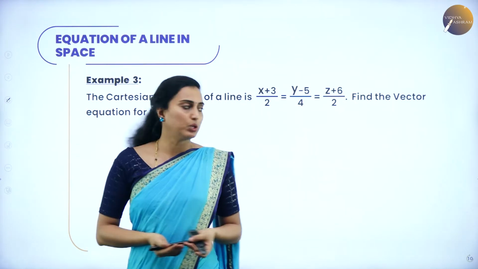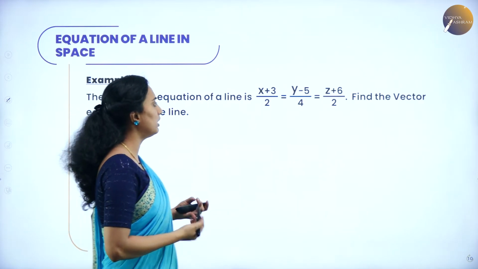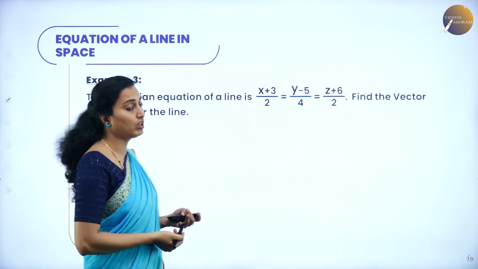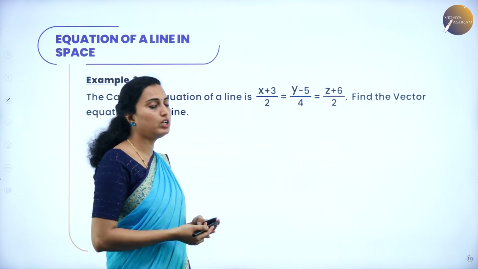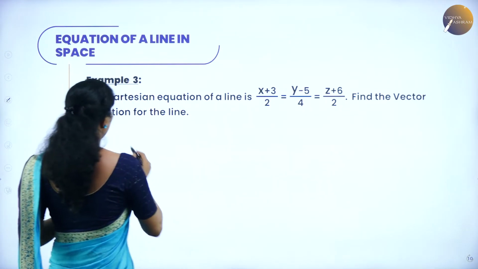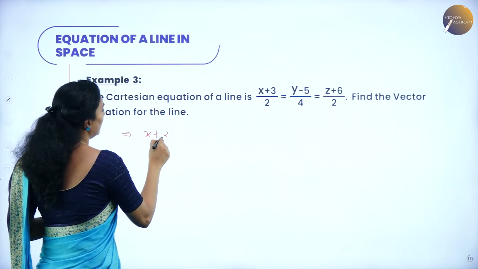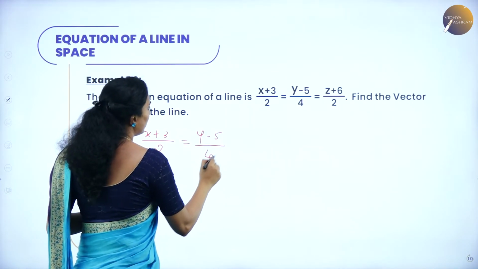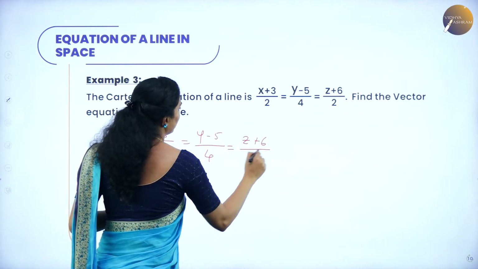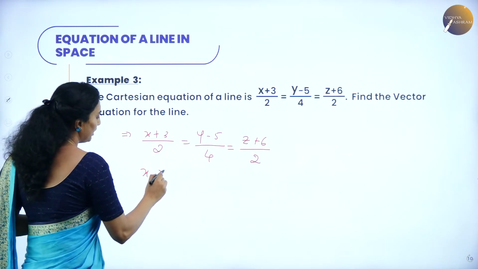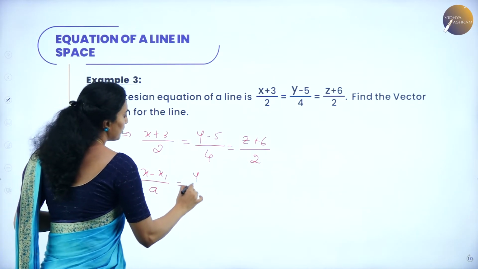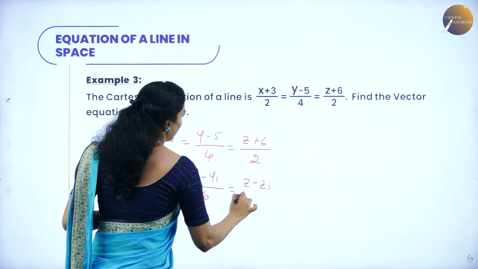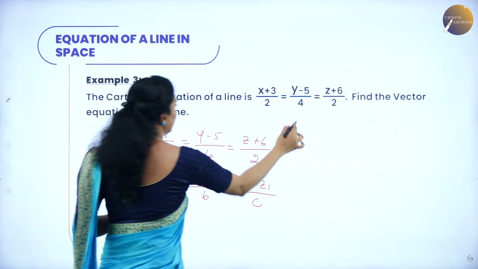The Cartesian equation of a line is x plus 3 by 2, y minus 5 by 4, z plus 6 by 2. Find the vector equation for the line. Here they have already given the Cartesian. You need to find out the vector. Now what they have given? Given x plus 3 divided by 2 is equals to y minus 5 divided by 4 is equals to z plus 6 divided by 2. Which is in the form of what? x minus x1 divided by a is equals to y minus y1 divided by b is equals to z minus z1 divided by c.